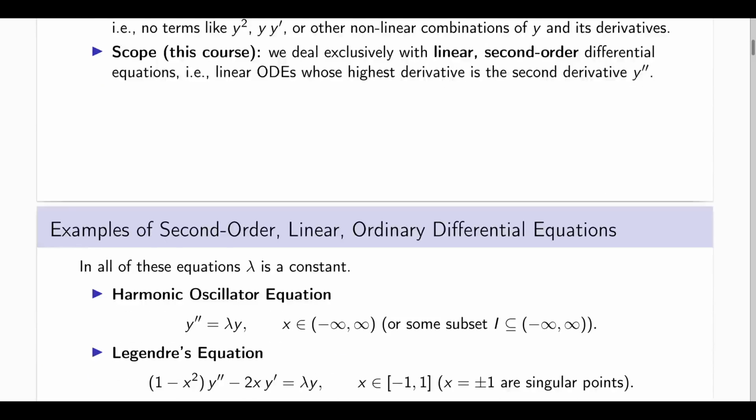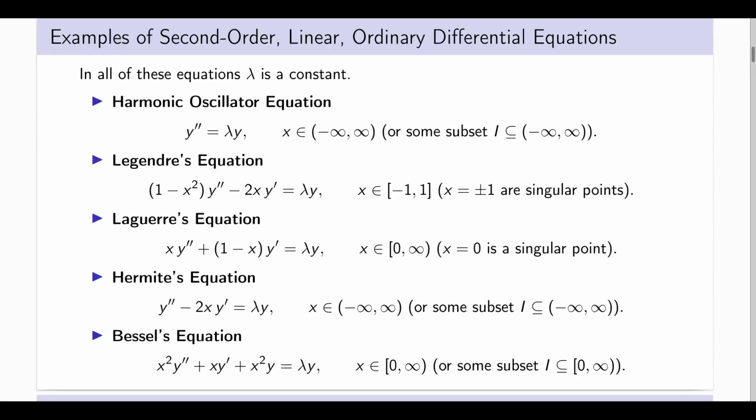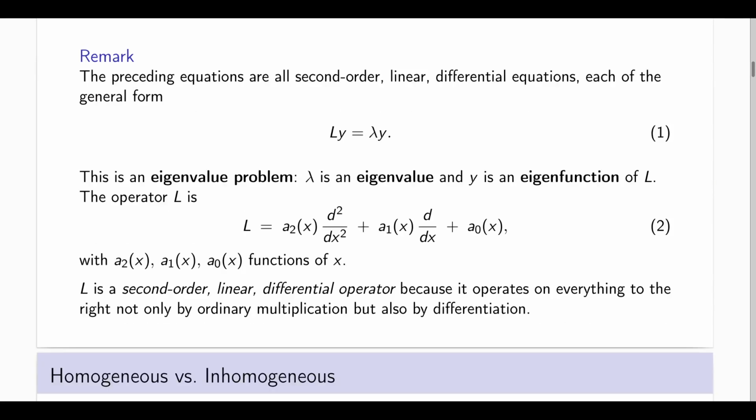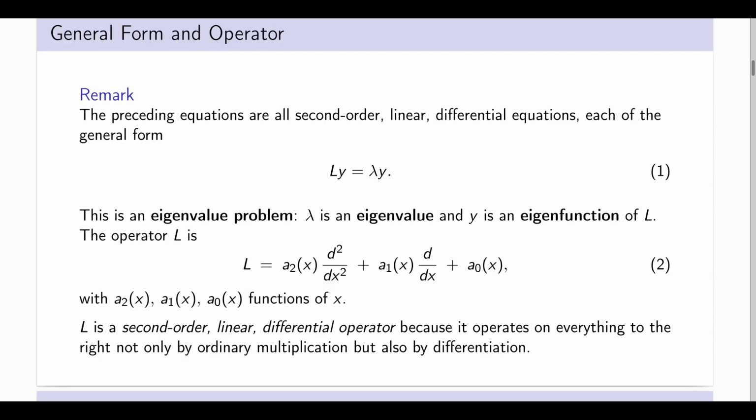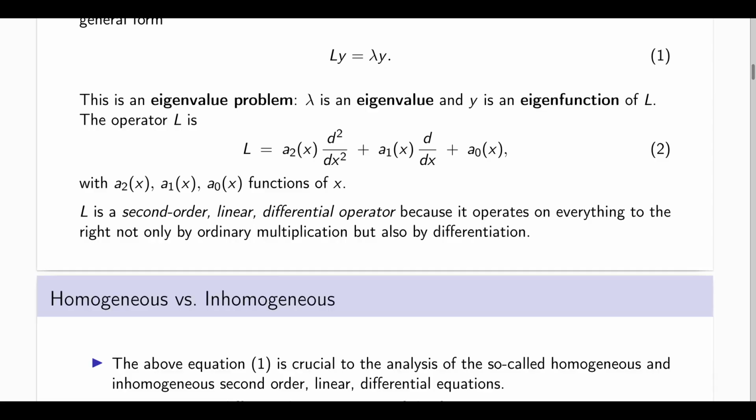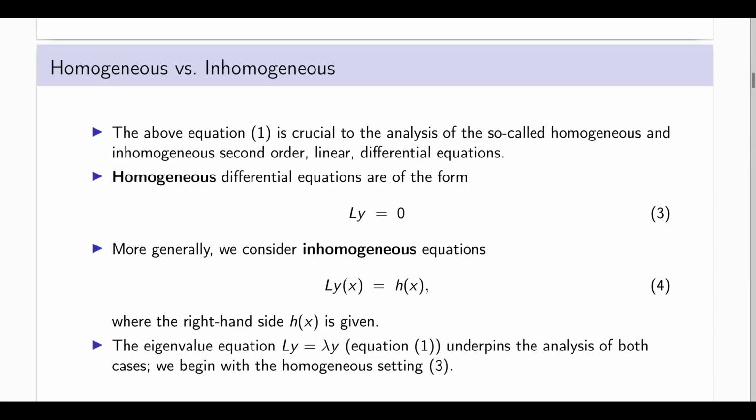A key example is the harmonic oscillator equation, y double prime equals lambda y. Other important examples include the Legendre, Laguerre, Hermite, and Bessel equations. More generally, we can write a linear second-order equation in the eigenvalue form Ly equals lambda y, where L is a differential operator. This equation is crucial to the analysis of the so-called homogeneous and inhomogeneous second-order linear differential equations.